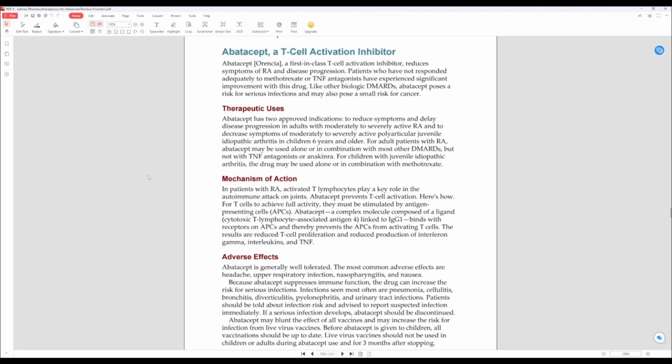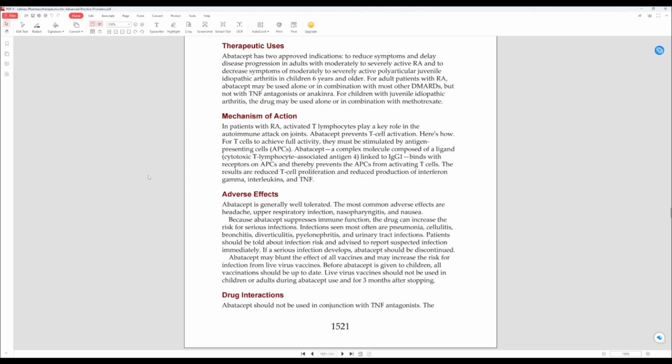Abatacept, a T-cell activation inhibitor, also known as Orencia, is the first-in-class T-cell activation inhibitor, and reduces symptoms of RA and disease progression. Patients who have not responded adequately to methotrexate or TNF antagonists have experienced significant improvement with the drug. Like other biologic DMARDs, abatacept poses a risk for serious infection and may also pose a small risk for cancer.